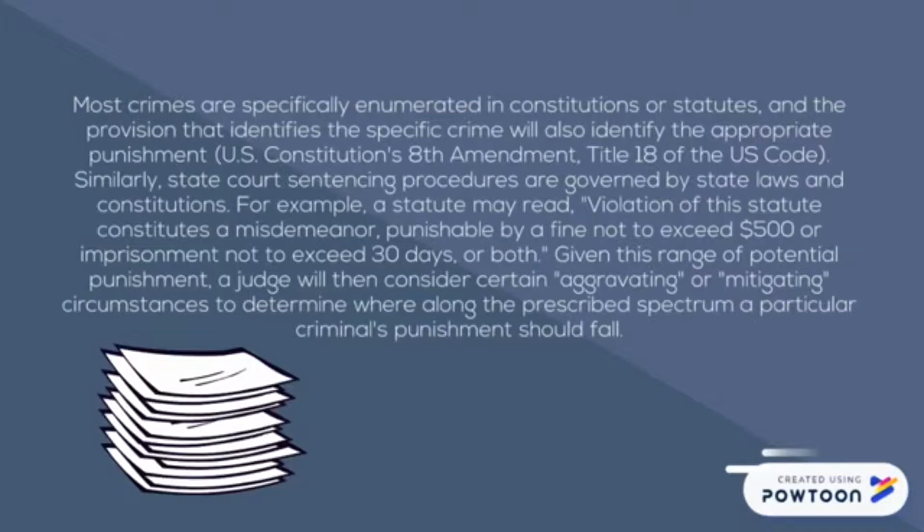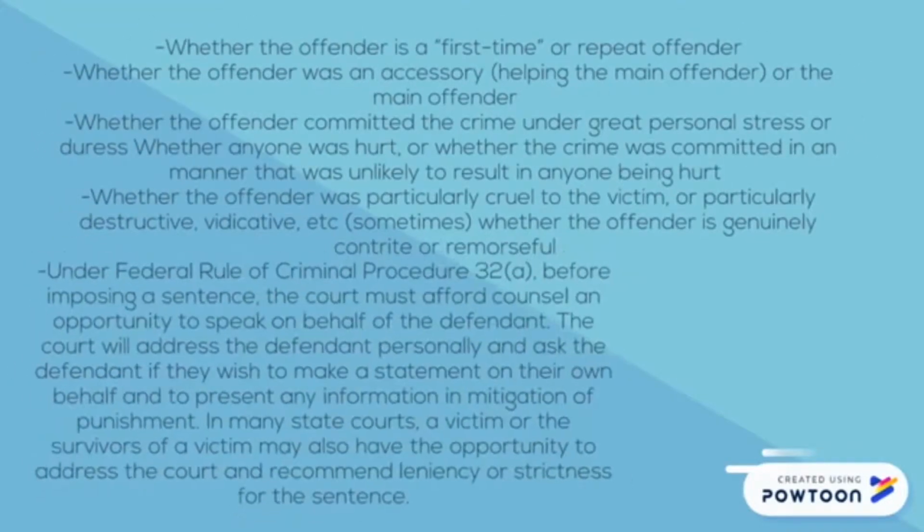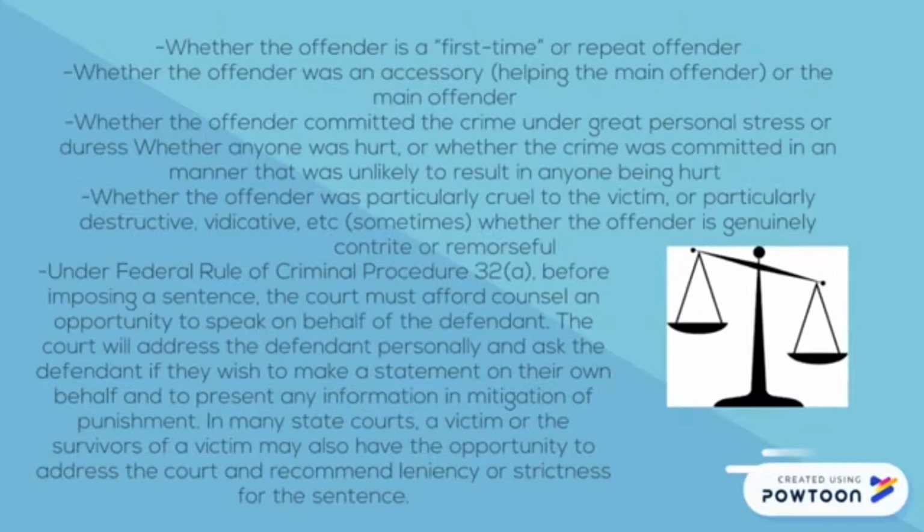Given this range of potential punishment, a judge will then consider certain aggravating or mitigating circumstances to determine where along the prescribed spectrum a particular criminal's punishment should fall. Factors such as being a first-time or repeated offender, or being an accessory to the crime, or whether someone was hurt in the act of the crime, all seem to fall under Kantian ethics when the judge is making his decision. He or she will then make his decision based on the factual evidence provided to him.